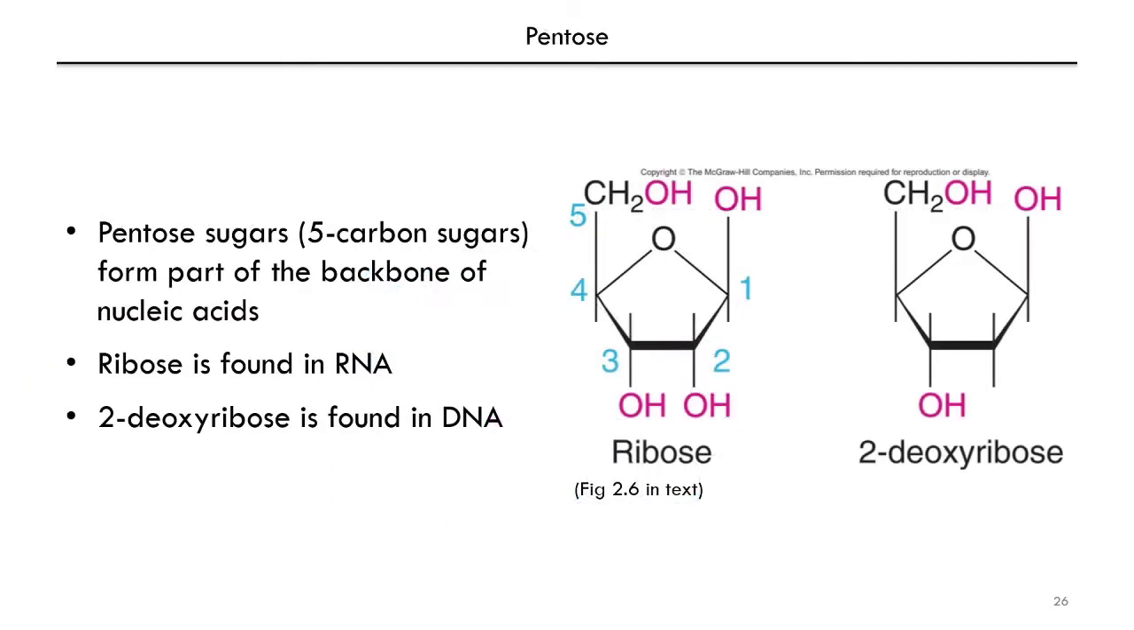Pentoses, which are 5-carbon sugars, form part of the backbone of nucleic acids. Ribose is found in RNA, whereas 2-deoxyribose is found in DNA. It's worthwhile noting the numbering of the positions corresponding to each carbon in the pentose. You will notice that 2-deoxyribose is missing a hydroxyl group at the 2 position compared to ribose.